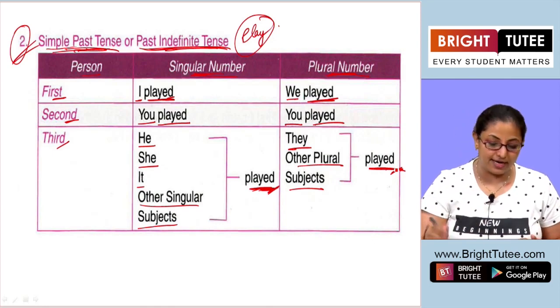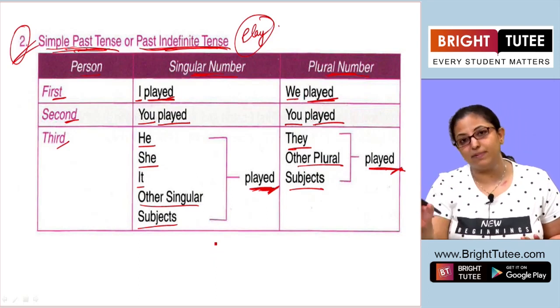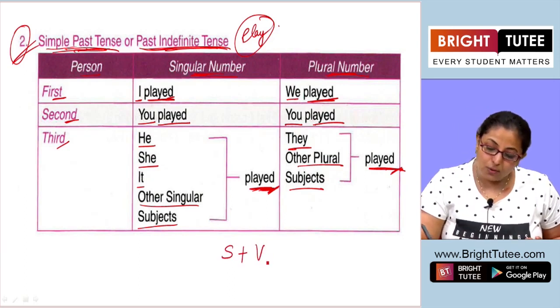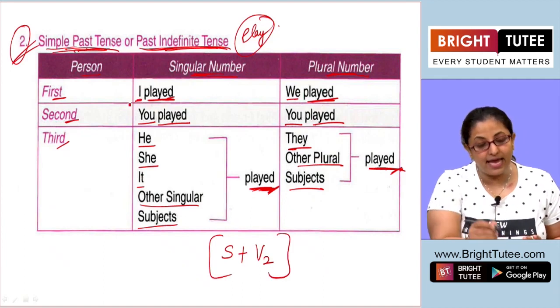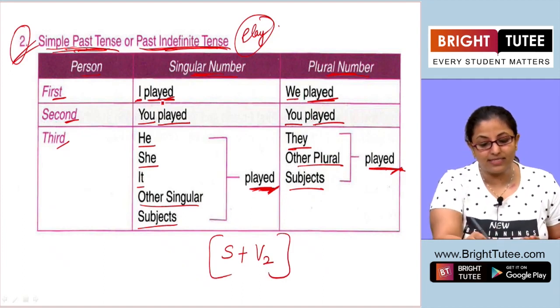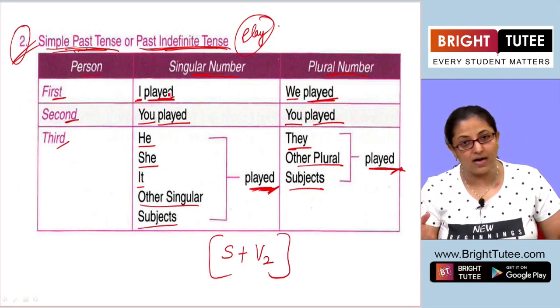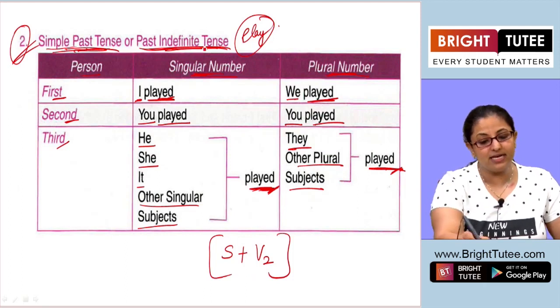The structure here, to make a sentence of the simple past tense, will be subject plus the second form of verb. The subject is I and the second form of verb is played, which shows the action has been done in the past. So this is simple past tense or past indefinite tense.